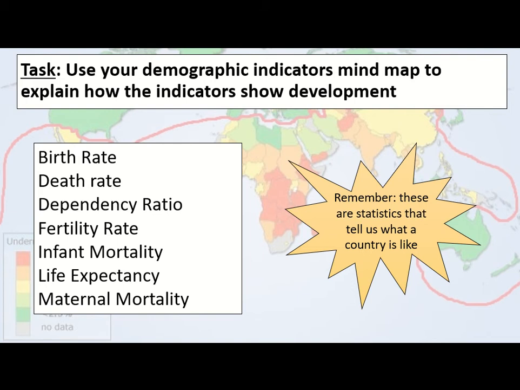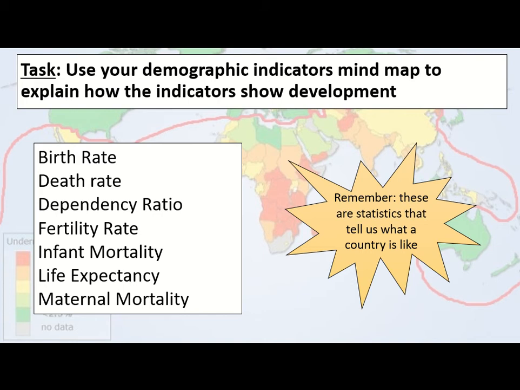It might suggest that there's less education around or emancipation of women, for example. So maybe women aren't provided with the same opportunities for education as men, and therefore they have children earlier and they have more of them. And again, that is something which shows you it's got a less developed education system. And so high birth rate suggests less development for those reasons.